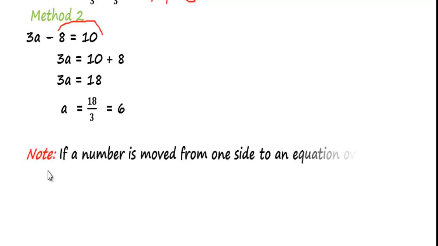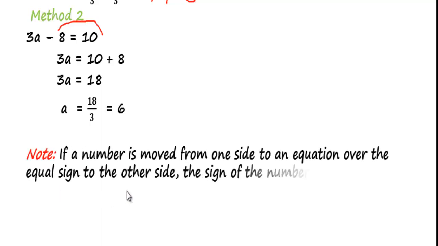Note this again: if a number is moved from one side of an equation to the other over the equal sign, meaning that you are moving a number over the equal sign to the other side, the sign of the number will change. Are you getting it now? That's what you must know. If the number was positive before you cross it over the bridge of the equal sign, then it's going to become minus. But if it is minus, it's going to turn to plus. That is what we are talking about. Move on.